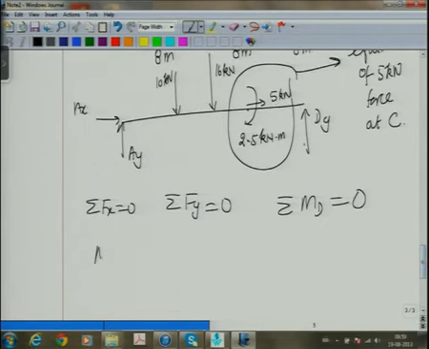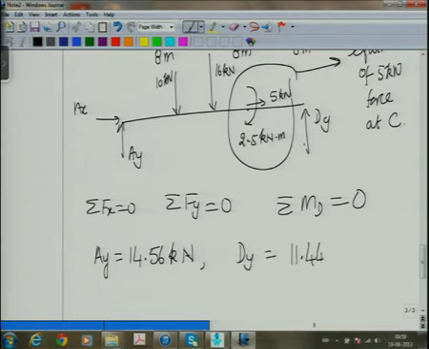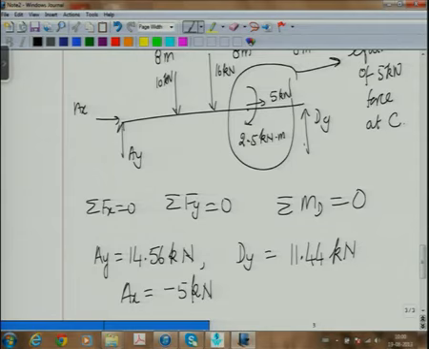When we do this, what we will get is AY comes out to be 14.56 kilonewtons and DY turns out to be 11.44 kilonewtons. AX turns out to be equal to -5. Actually, AX doesn't matter to us in the shear force and bending moment, so we don't even need to write this. Okay, so these you will work out by taking moments and forces. I think you should be able to. All the distances are given.